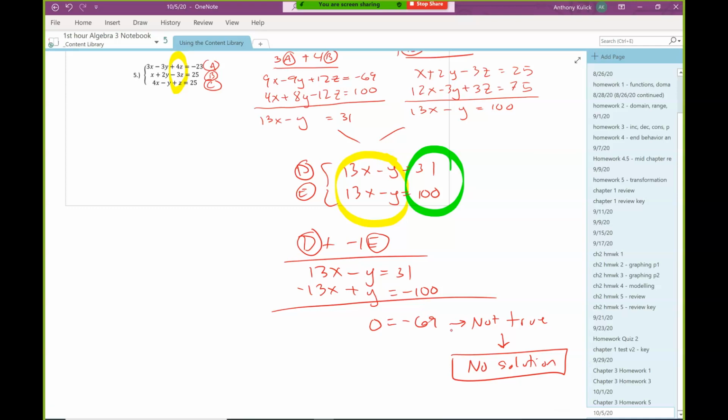So if you get 0 equals something other than 0, that's no solution. If you had gotten 0 equals 0, that's infinitely many solutions. And if you got something like x is equal to 0, well, that's just one part of your answer, right?